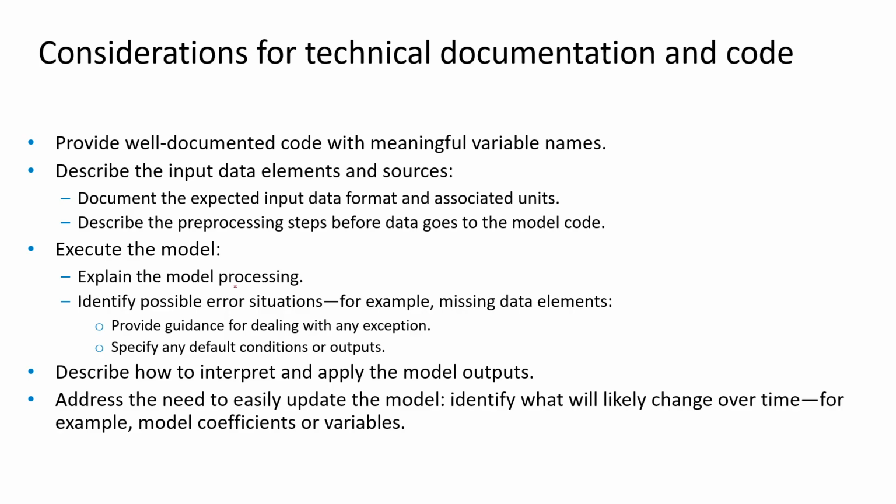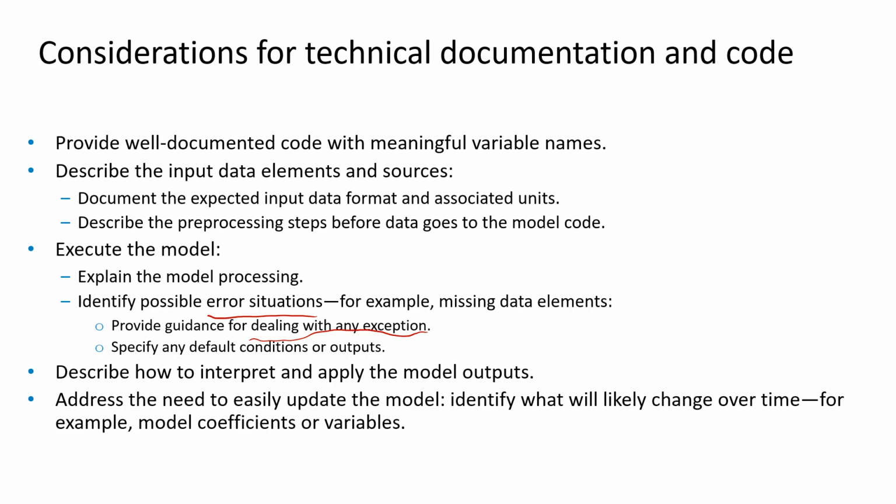And then try to explain the model processing. How does it process? How is your model different maybe from other models? Identify possible error situations. For example, if you have missing data, how did you handle it? If there is any missing data, how can other people handle that? Are there any default conditions that they need to set, like all this information?